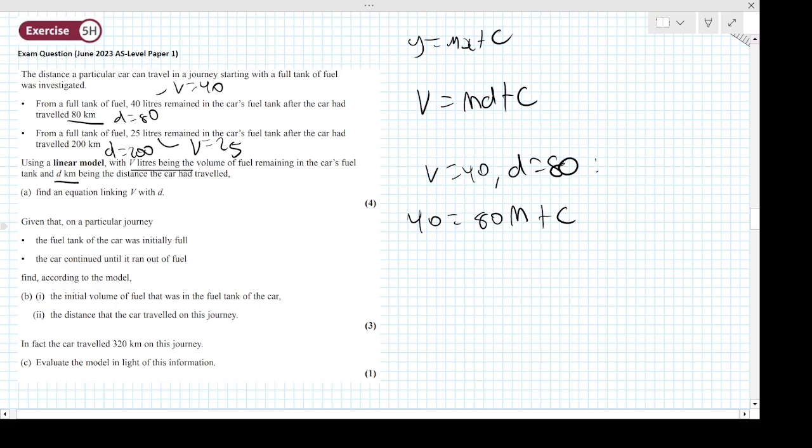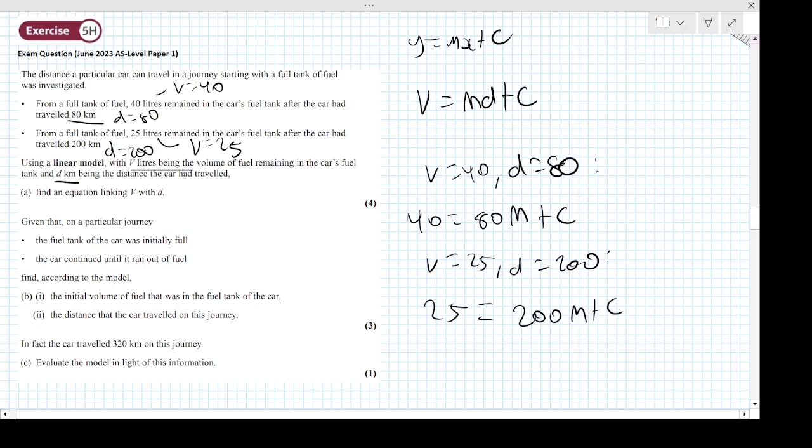Because V is in litres, if I underline the units I'm working with, that allows me to quickly extract the values I need from the question. And so when V is 25, D is 200. But therefore, I can get another equation by substituting those values into this equation, to get 25 equals 200m plus c, okay?